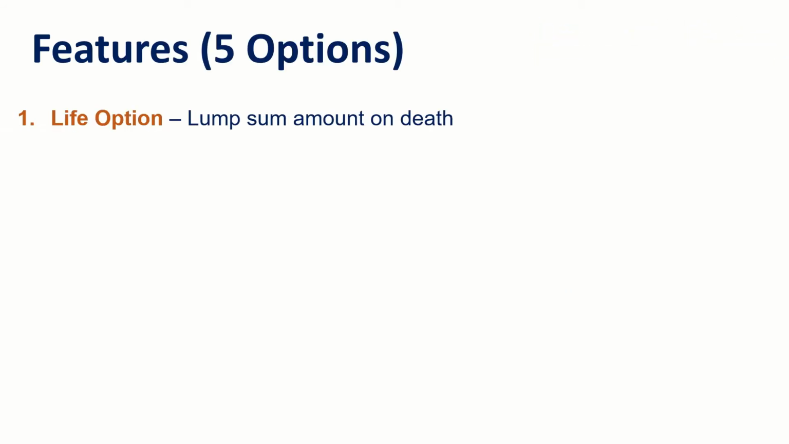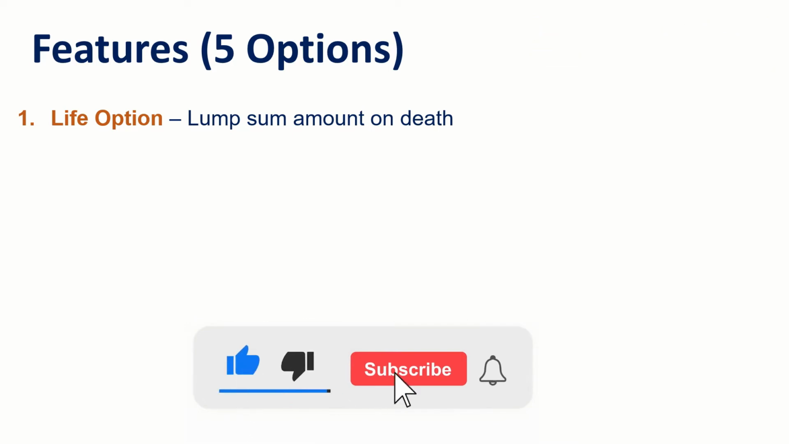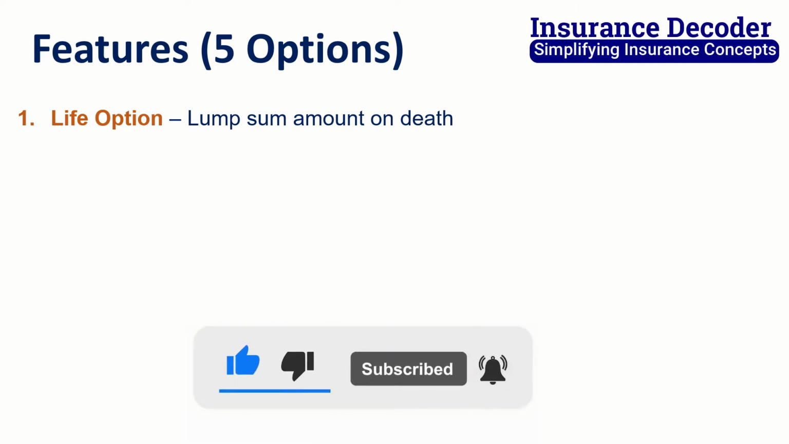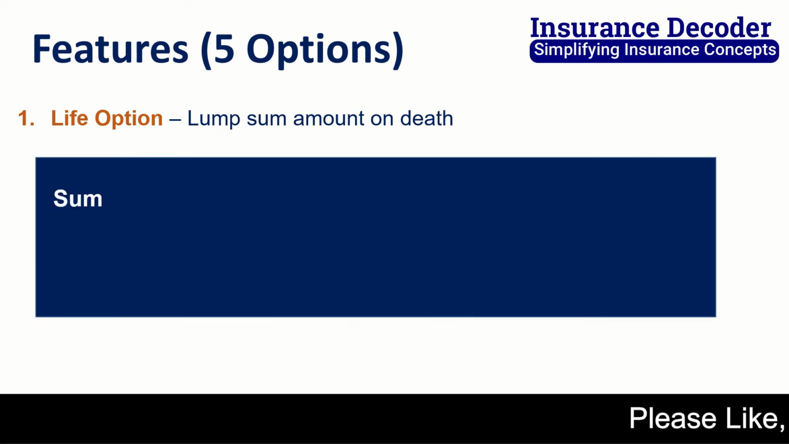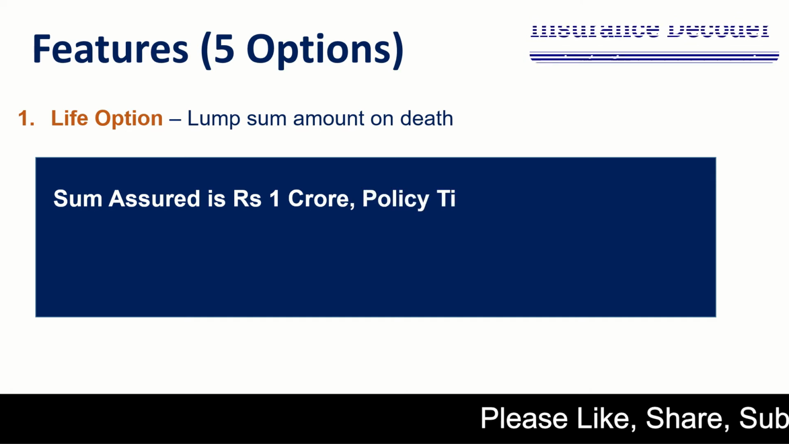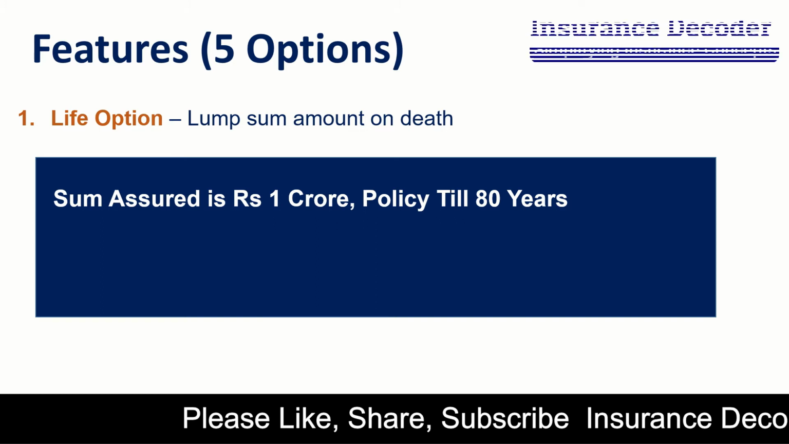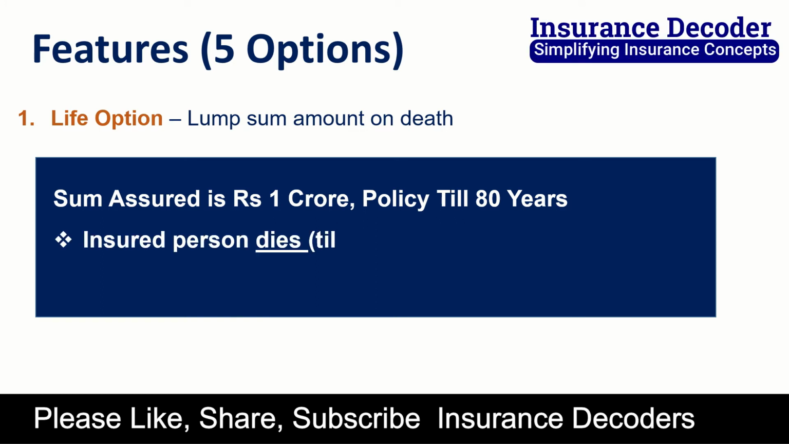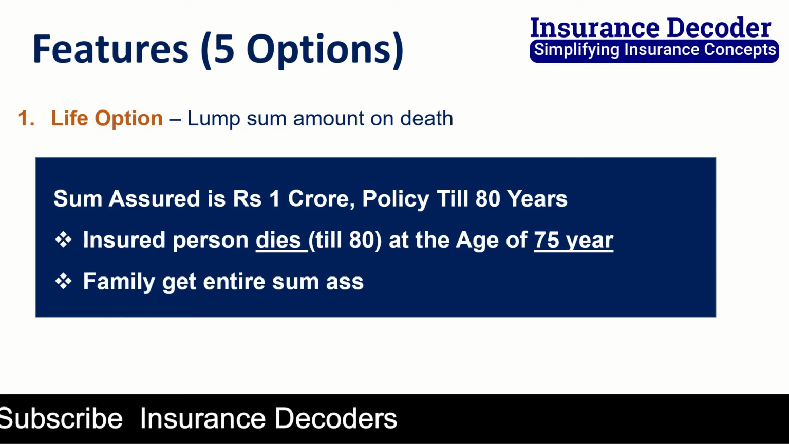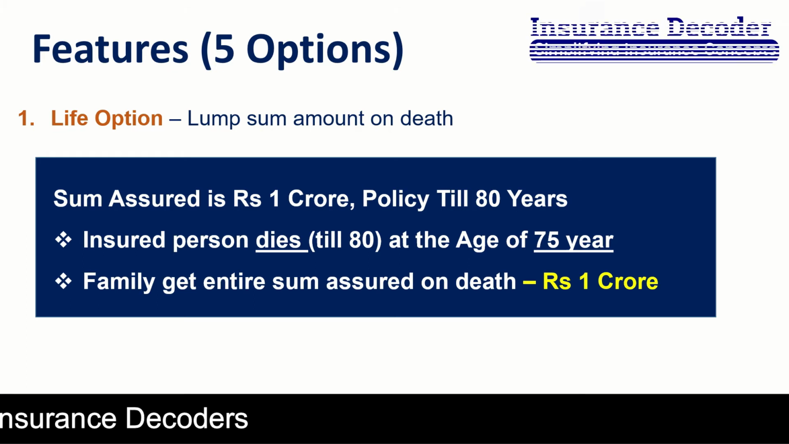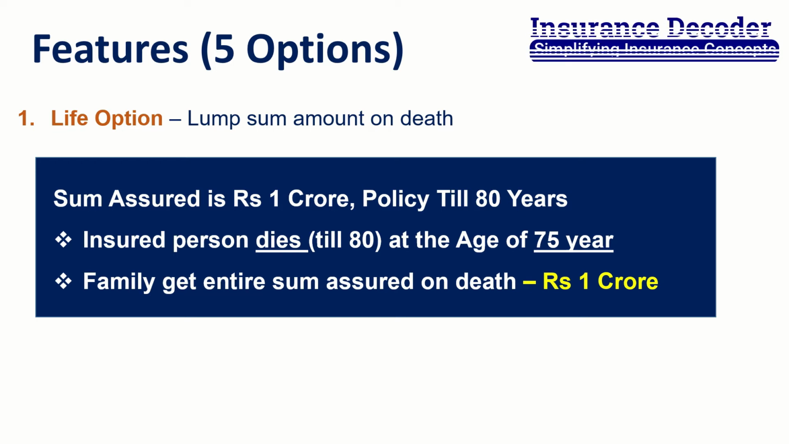First, let's talk about the life option. The life option is the pure term option. No additional rider is added here. So the entire lump sum amount is given to the nominee on the death of the policyholder. That's as simple as that. For example, if a person has taken a life insurance of rupees 1 crore till the age of 80 years, and if he dies before 80 years, then the nominees will get the sum assured amount, that is 1 crore. And if the person does not die before 80 years, the family will not get any benefit.